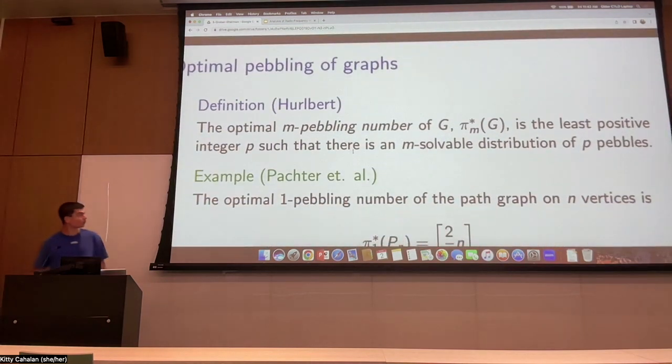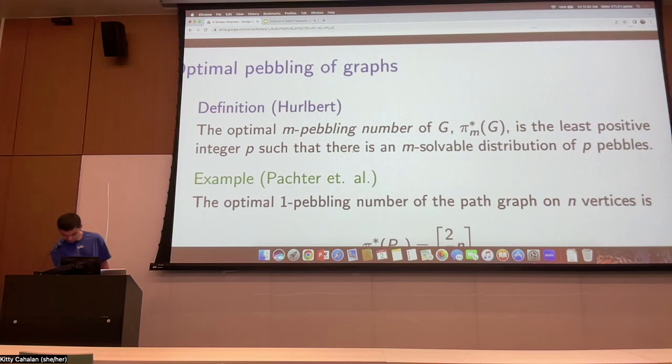Alright, so the work that we did was mainly focusing on the optimal pebbling of graphs. The optimal pebbling number, which is called pi star, is just the lowest amount of pebbles that we need so that each vertex can get m pebbles at one point. The vertices don't have to have the pebbles at the same time. After you move the pebbles, you could reset the distribution and then move the pebbles in a different direction. An example of optimal pebbling is the one pebbling of a path.